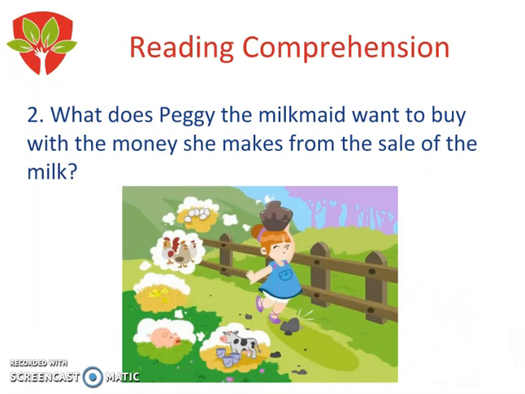Let's go ahead. What does Peggy, the milkmaid, want to buy with the money she makes from the sale of the milk? So as you can see in the picture, she has a lot of plans. She plans to buy chickens, and those chickens are going to have some eggs, and then they are going to have some chickens, and so on. I mean, she plans to have more chickens and more eggs to sell.